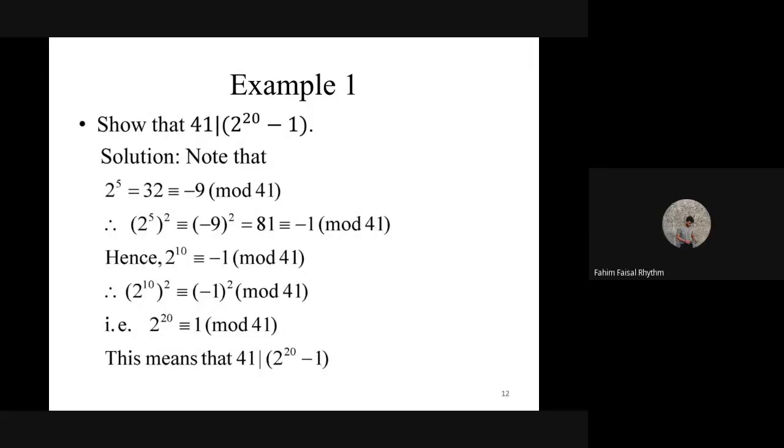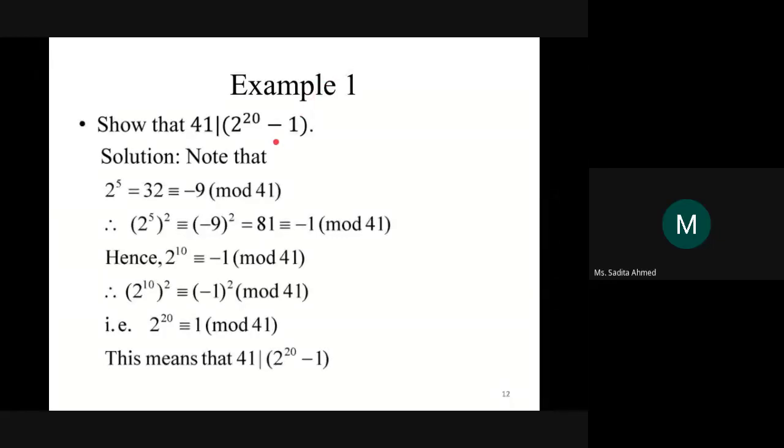Yes, miss. Not just what we did, it's legitimate. Also, why we are doing this. Why 2 to the power of 5? Why -9? Why mod 41? These things. Any questions? No, miss. Okay.